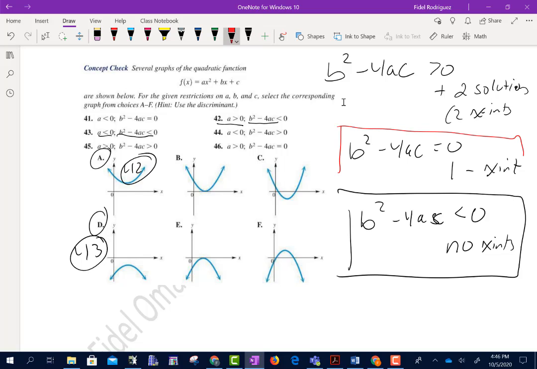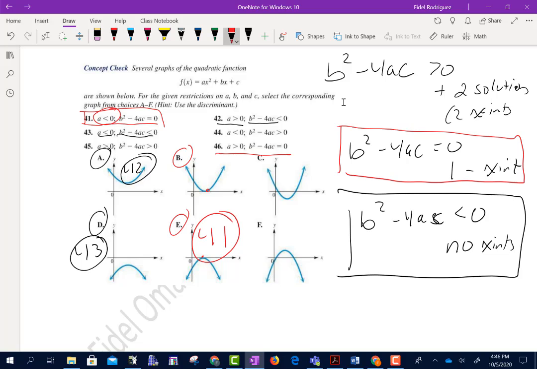Okay, now let's look at this one here, one x-intercept. So if I look at graphs B and E, those have one x-intercept, right? Because it hits the x-axis right here and right here. Okay, so equal 0 will be either 41 or 46. Okay, so look at 41. 41 says A is less than 0. A is negative. If it's negative, the graph opens down. So that one's got to be 41. 46 says A is positive. The graph opens up. So this one here is going to be 46.